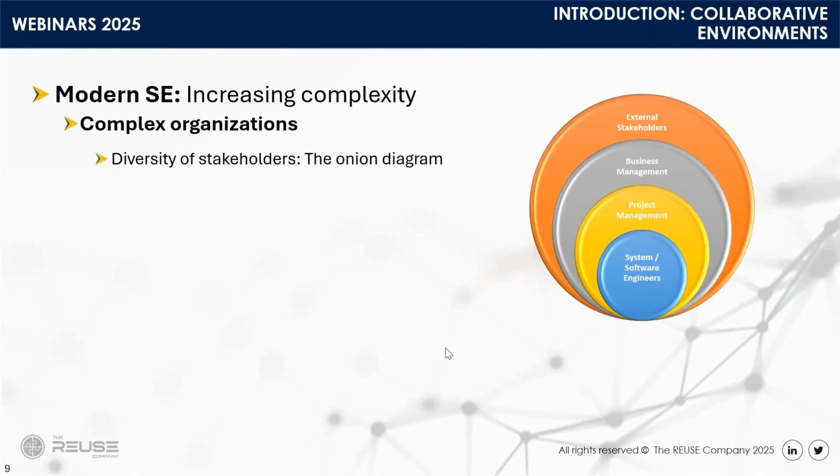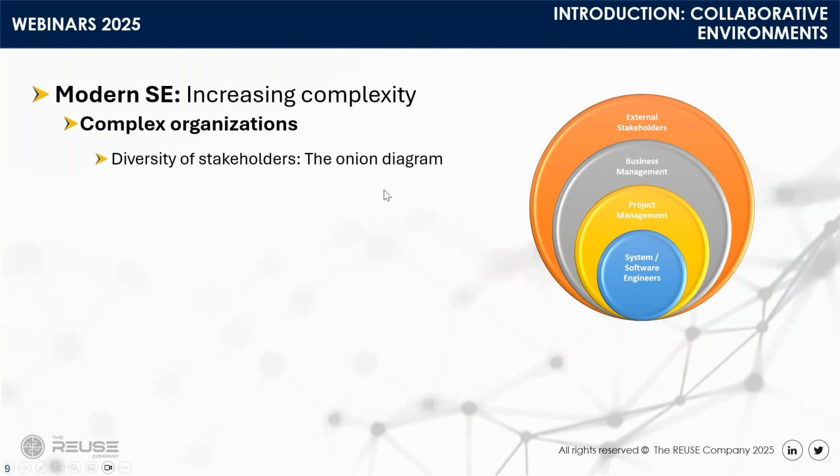So one thing is the diversity of stakeholders. So that's where the needs originate, and that's where we need to properly understand what is the intention of the system to be developed to convert this into a proper set of requirements.